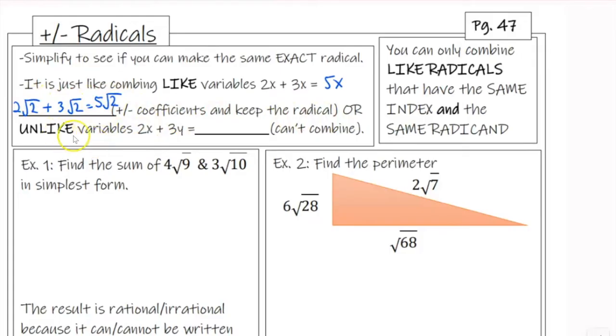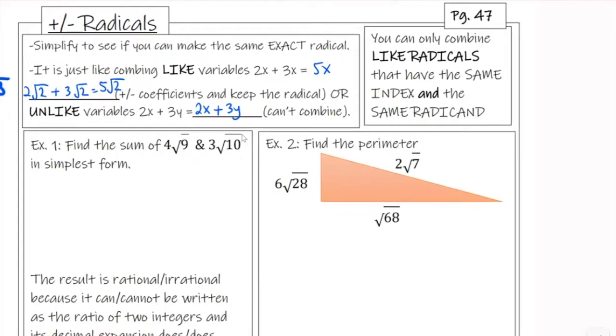Or when you have unlike variables, again in third grade, what would 2x plus 3y equal? Pause the video. You should have said that you can't simplify or combine it, because 2 apples plus 3 oranges is not 5 apple-oranges, right? It's still 2 apples plus 3 oranges. So in this case, you can't combine them.